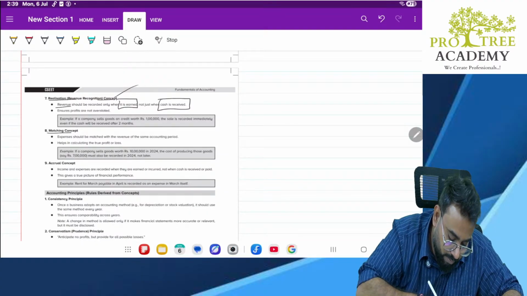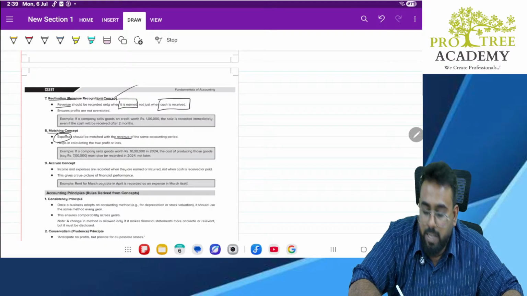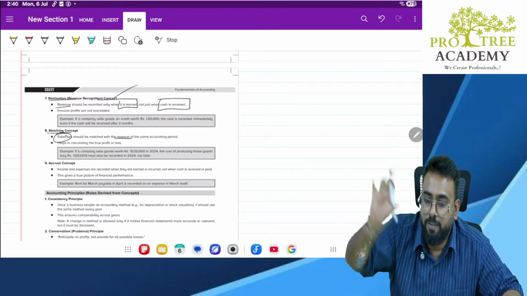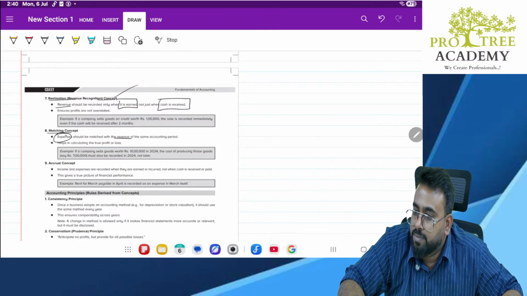Matching concept. Every revenue will have its own expenses. Expense should be matched with the revenue. That means revenue will always have expenditure. Clear?